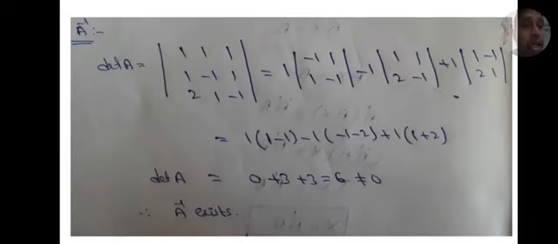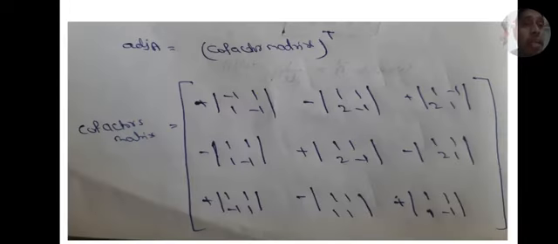Determinant of A, calculated by Laplace expansion, gives the determinant value, and adjoint A means transpose of the cofactor matrix. Cofactor matrix means every element of the matrix is replaced with its cofactor. It is a cofactor matrix, and we take its transpose. We get the cofactor matrix transpose, and that is adjoint of A.